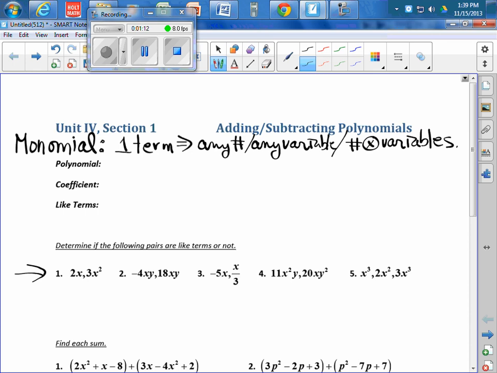In number 2, negative 4xy is a monomial, 18xy is a monomial, negative 5x is a monomial, x over 3 is a monomial, 11x squared y is a monomial, 20xy squared is a monomial. Even though we have a bunch of stuff being multiplied together, there's no plus or minus signs, right? So if you put a plus or a minus sign into an expression, it's not a monomial anymore. You'd have more than one term, which is what a polynomial is. One or more monomials that are being added or subtracted.